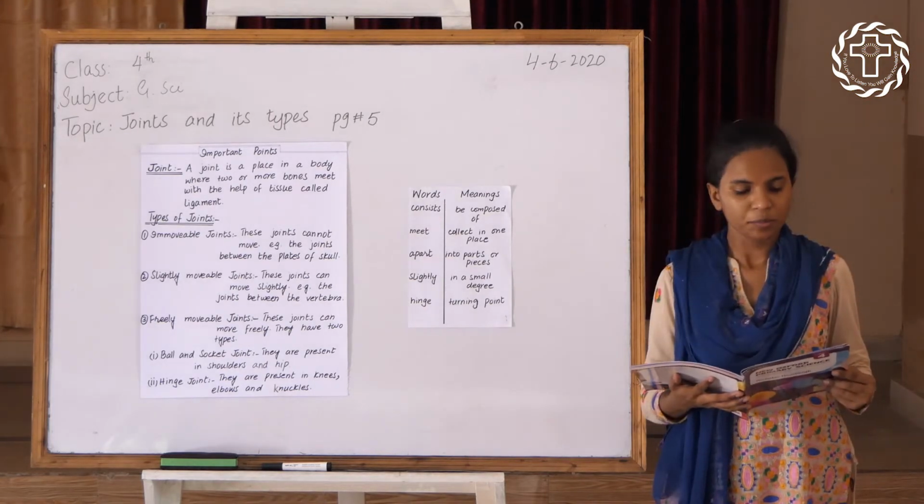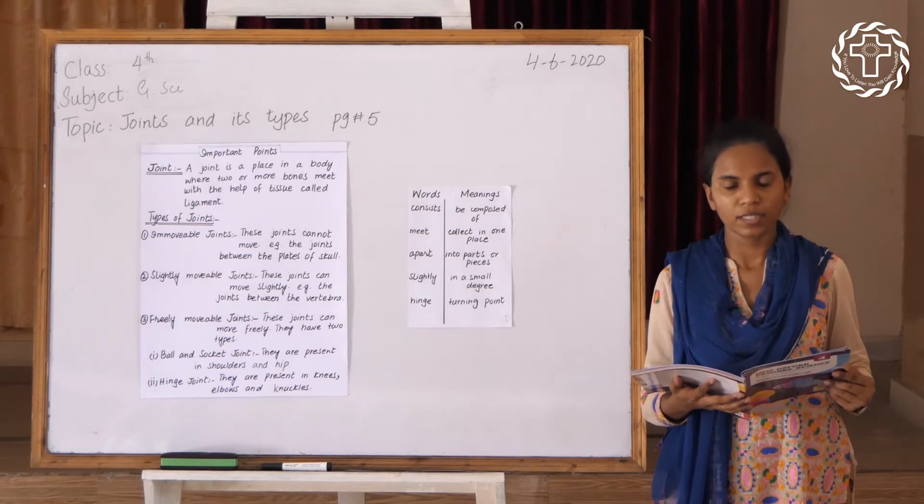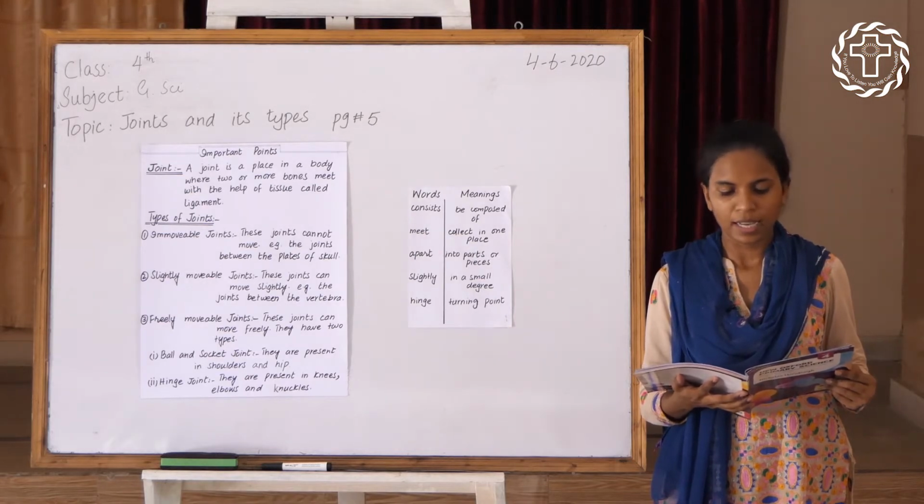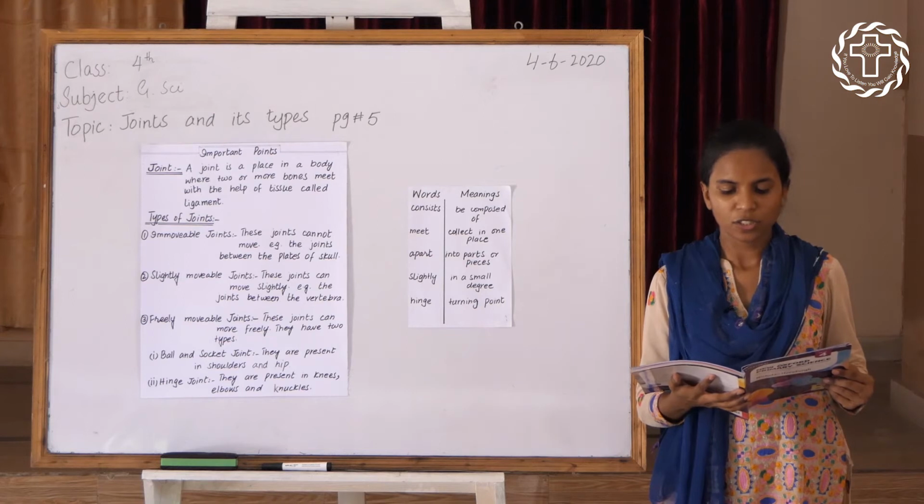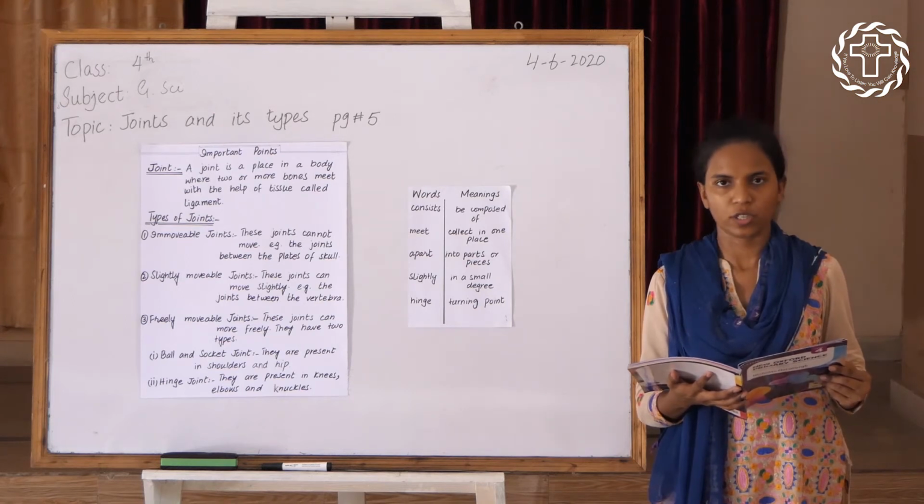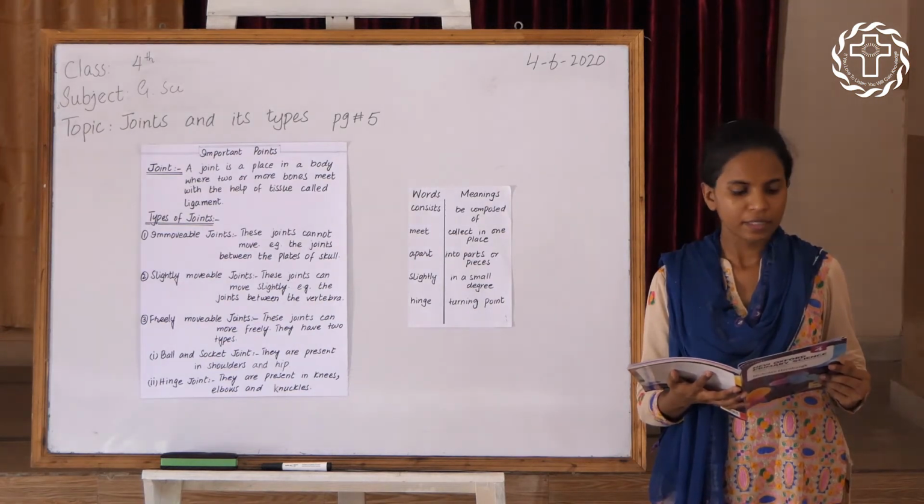Some joints move your bones in one direction only, like the joints in knee and elbow. You cannot move them in the opposite direction. Such joints are called hinge joints. Hinge means turning point.